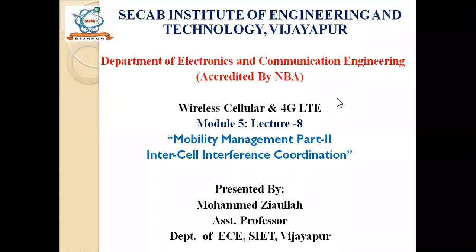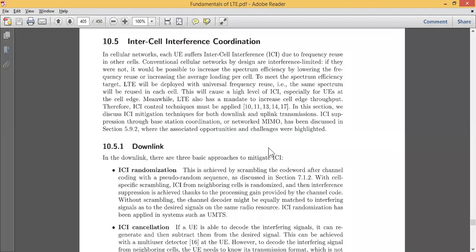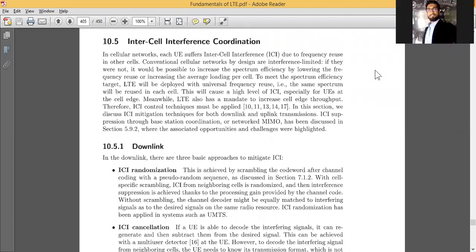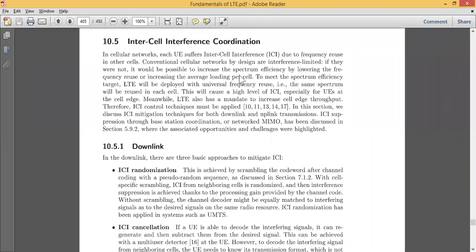Looking into intercell interference, which we simply call ICI, the concept of frequency reuse has been an important factor in the conventional cellular system, where it made it possible to increase the spectrum efficiency by lowering the frequency reuse or simply increasing the average loading per cell. For example, if the number of subscribers is higher in one hexagonal cell, and I want to limit my ICI due to the frequency reuse mechanism, then the spectrum efficiency will automatically increase.